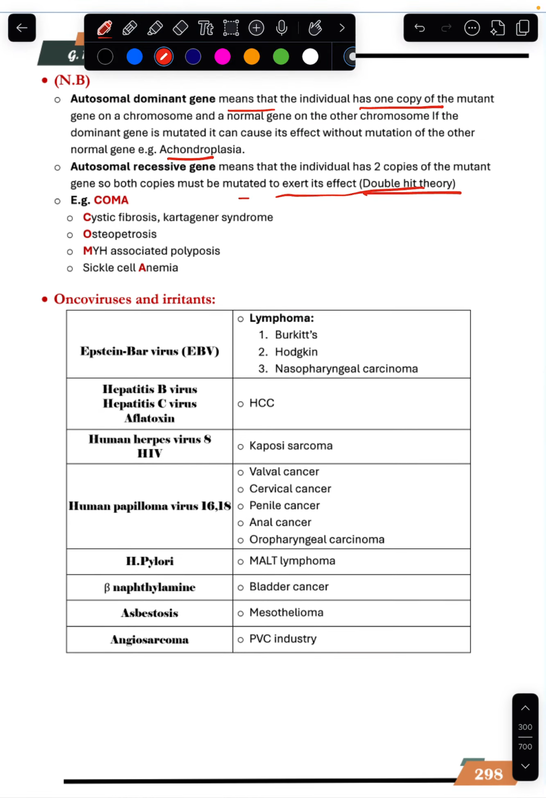Oncoviruses are the viruses which can lead to malignancy. These are EBV, Epstein-Barr, Burkitt, Hodgkin, nasopharyngeal. HBV, hepatocellular. HIV, Kaposi's, HIV and HBV. Human papilloma 16, 18, vulval cancer, penile cancer, and all this. H. pylori, MALT. Beta-naphthylamine, bladder. Asbestosis, mesothelioma. Angiosarcoma, PVC.